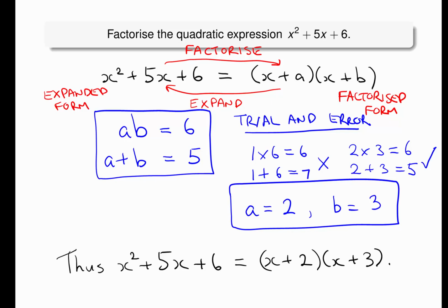It's important to note that this method of guessing the two numbers a and b only works when the x squared term is by itself. That is, when the leading coefficient is just 1. If we had something like, for instance, 3 times x squared, we would need to use a more advanced method to factorize.